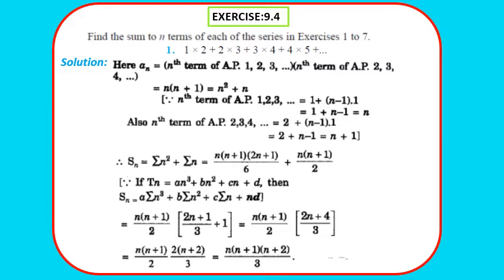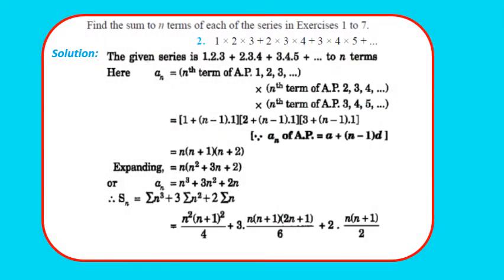So Sn, the sum of n terms, will be equal to sigma n square plus sigma n, and we have the formula for sigma n square, which is equal to n into n plus 1 into 2n plus 1 upon 6, and sigma n equals n into n plus 1 upon 2. So simplifying this, taking LCM and simplifying, we will get our sum as n into n plus 1 into n plus 2 upon 3. Clear? Pause and note down the solution.